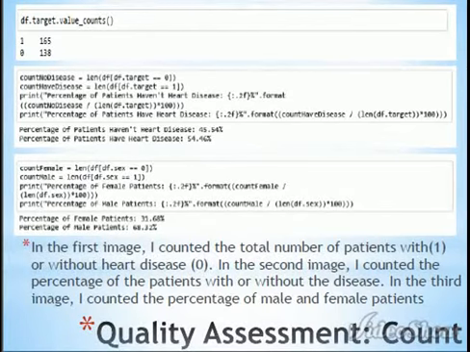There is also a count on the percentage of males and females in the dataset. As we can see, the percentage of female patients was around 32 and the percentage of male patients is around 68.32%.